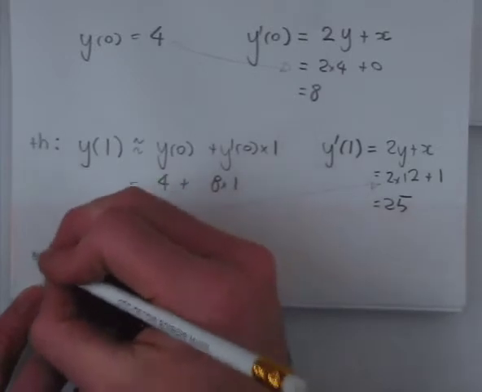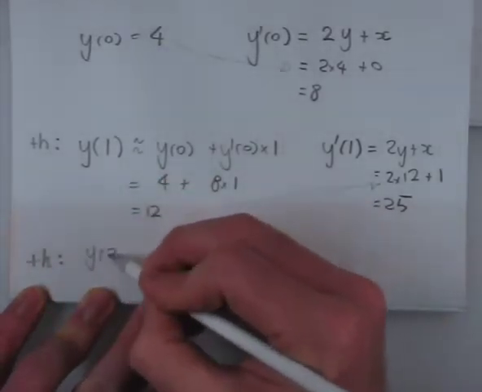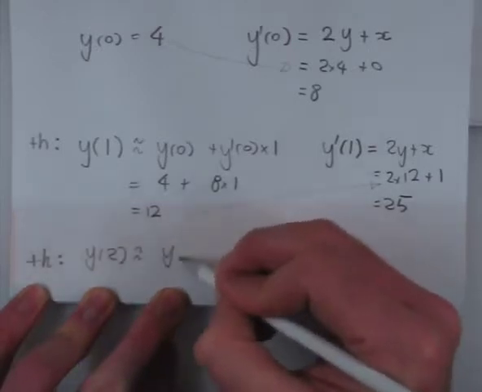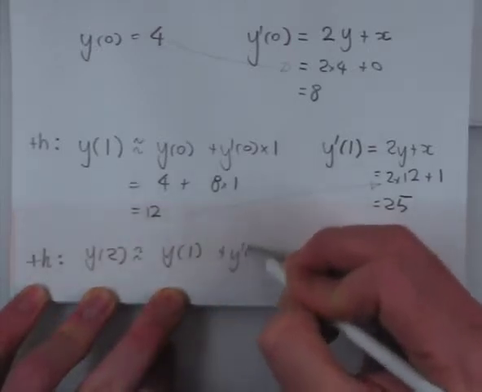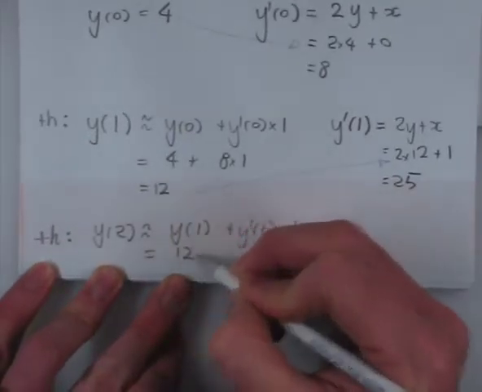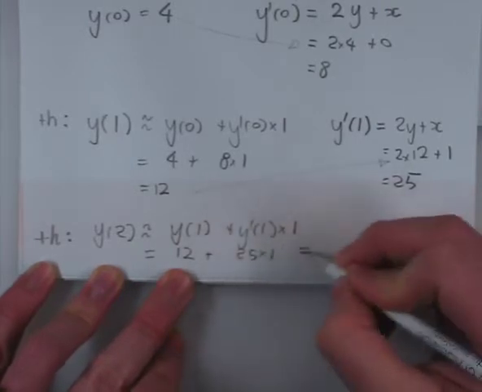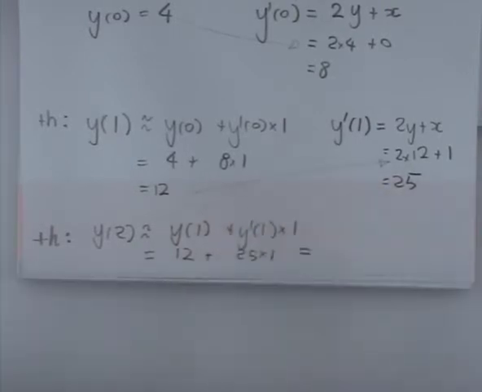Okay, and then I'm going to plus another h. And so y of 2 is approximately equal to y of 1 plus y dashed of 1 times 1. And y of 1 was 12, and y dashed of 1 was 25. And so that's coming out to 37. And that's my answer. Okay? Cool. There you go. And I can stop there.